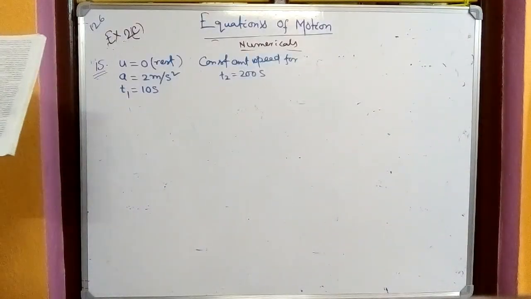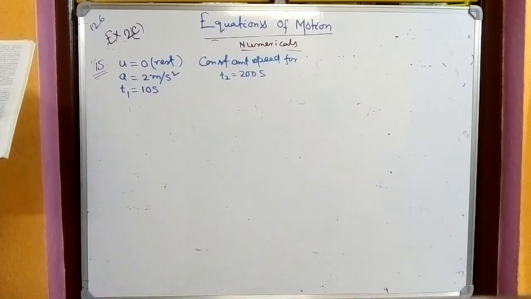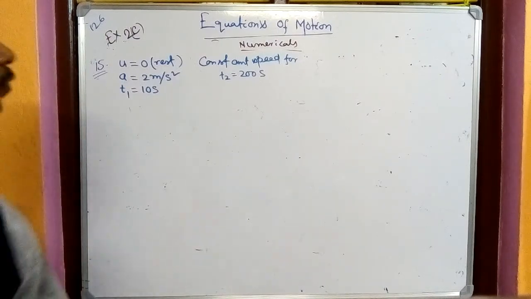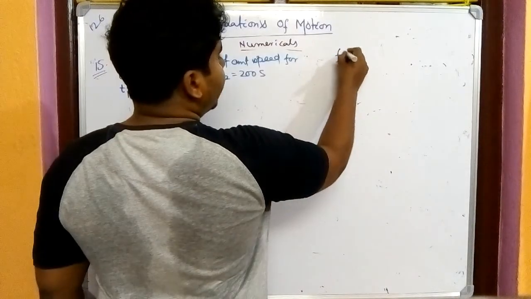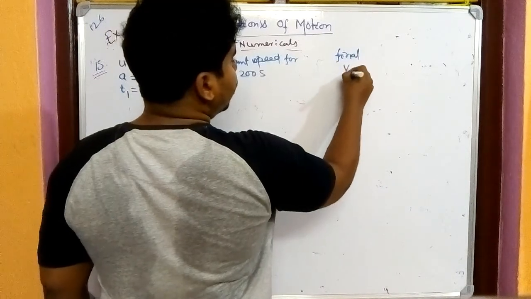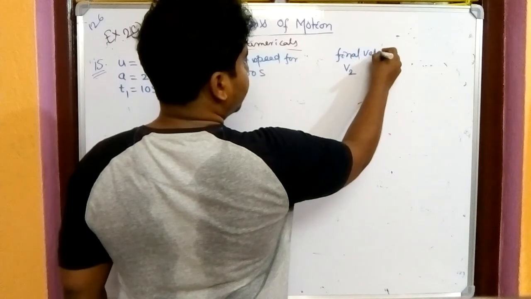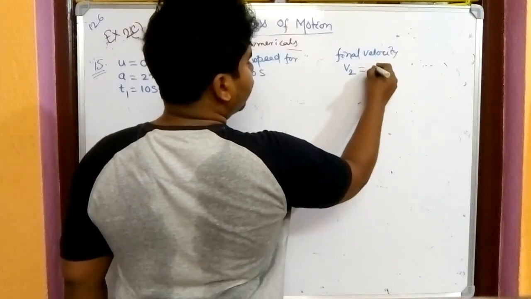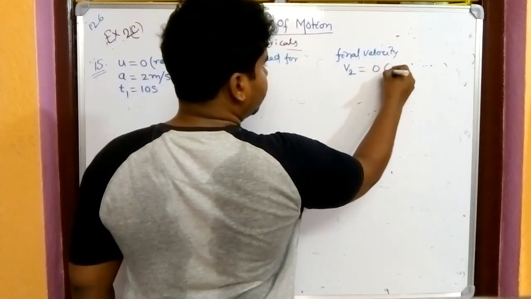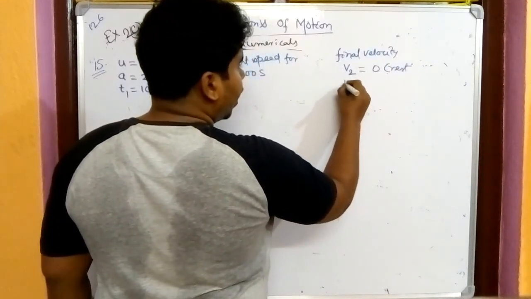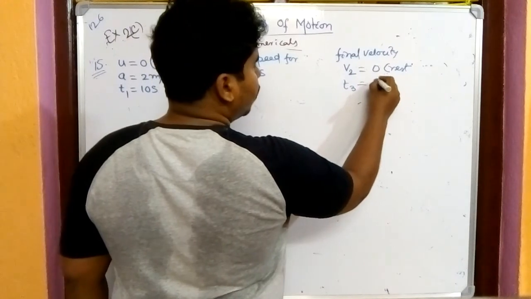And then brakes are applied on the train, uniformly retarded, and it comes to rest in 50 seconds. Come to rest means final V2. Why am I taking V2? You will understand. So final velocity V2 equals 0, because it is coming to rest again, and here the time taken is t3 equals 50 seconds. So 3 steps.